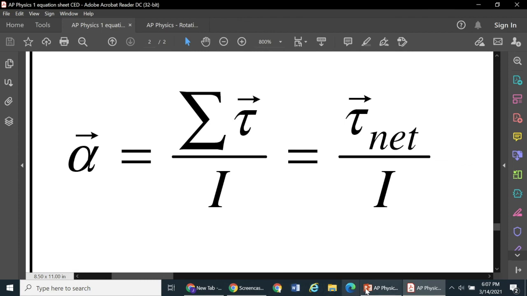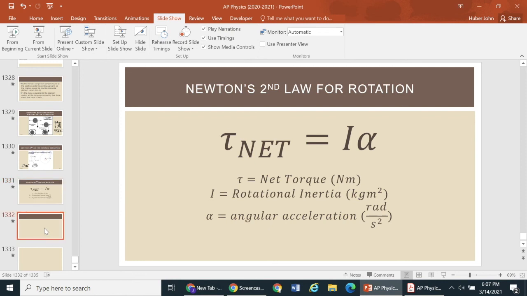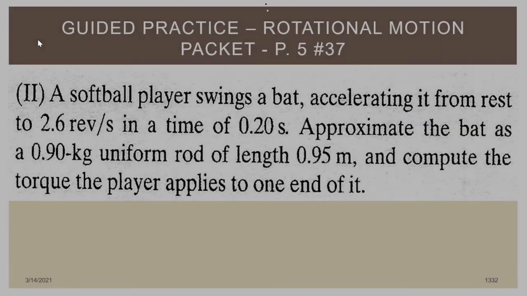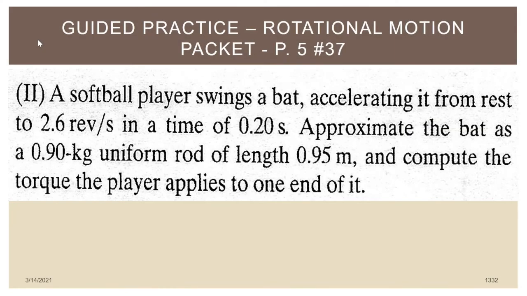Let's go ahead and solve the problem. This problem here is from the rotational motion packet. It's on page 5, number 37. It says a softball player swings a bat, accelerating it from rest to 2.6 revolutions per second in a time of 0.20 seconds. It says to approximate the bat as a 0.90 kilogram uniform rod of a length of 0.95 meters and compute the torque the player applies to one end of it.